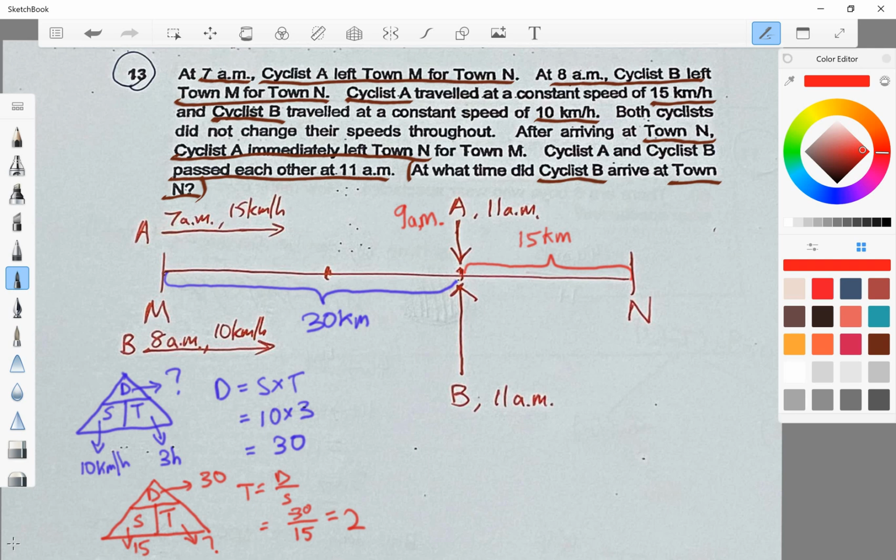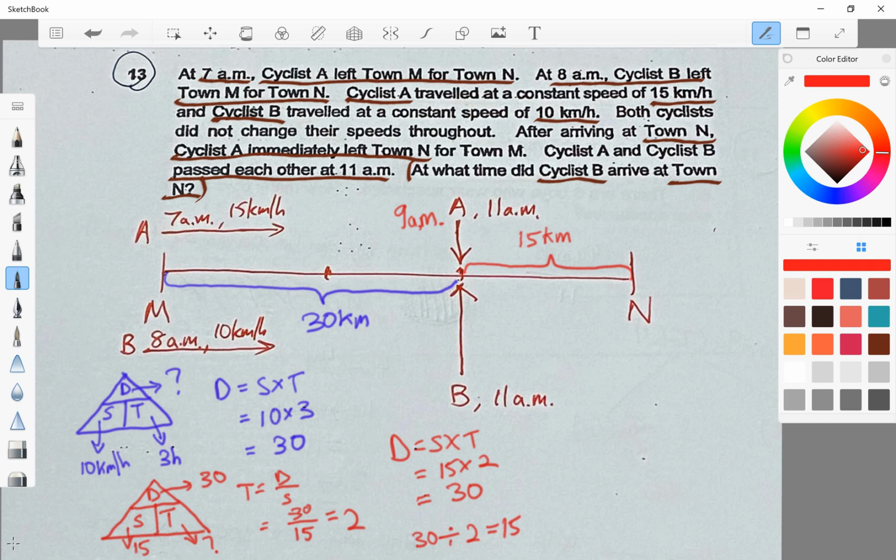And how I actually know that is because of the distance covered by cyclist A in 2 hours. We know that distance is equals to speed times time. So distance is actually 15 times 2, because from 9 a.m. to 11 a.m. is another 2 hours. It must be 30 kilometers. And if I were to take 30 divided by 2, I will definitely get 15 as my answer.